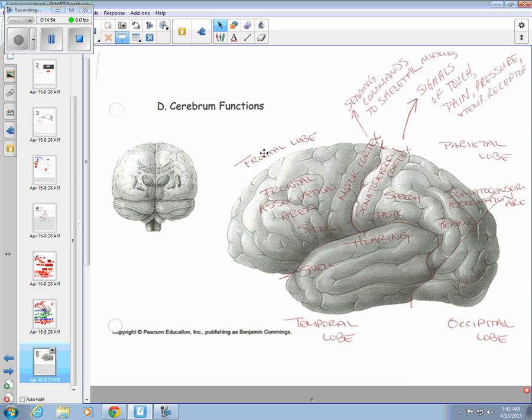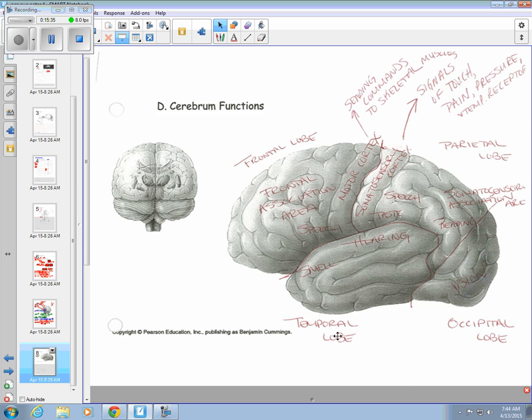In the frontal lobe, this is where speech is controlled. There's some motor cortex here. The motor cortex is going to send messages to your skeletal muscles. Over here we have the somatosensory cortex. This is going to control signals of touch, pain, pressure, any differences in temperature. There's another speech section of the brain here, taste, reading, and then in the very back of the brain, this section is what will control your vision.